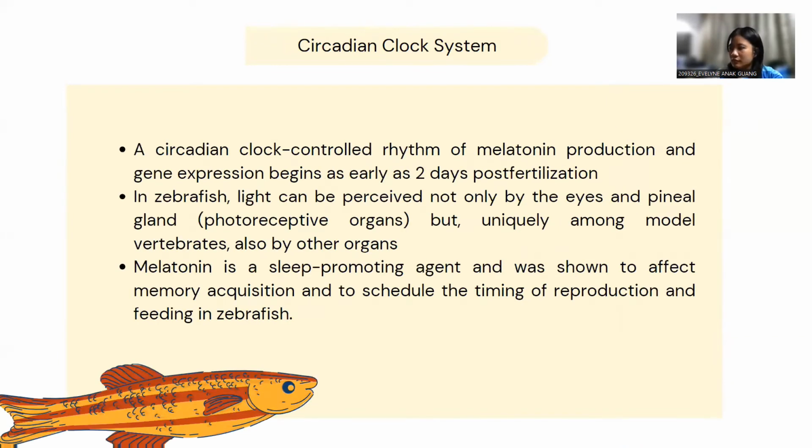Okay, so the circadian clock controlled rhythm of melatonin production and gene expression begins as early as 2 days post fertilization. In zebrafish, light is not only perceived by the eyes and the pineal gland, the photoreceptive organs, but research has also shown that among model vertebrates, other organs are also able to perceive light. And melatonin is a sleep promoting agent, and it's shown to affect memory acquisition and to schedule the timing of reproduction and feeding for zebrafish.